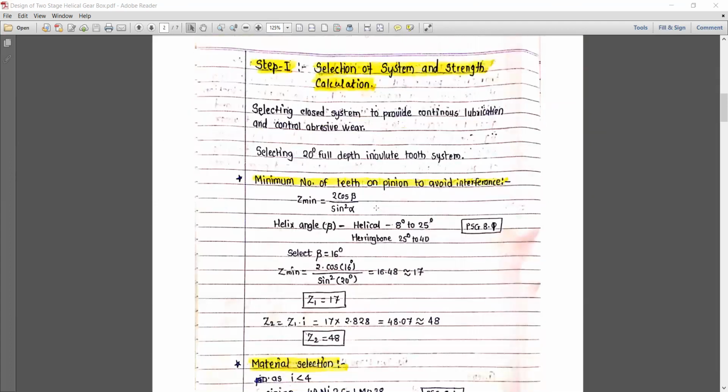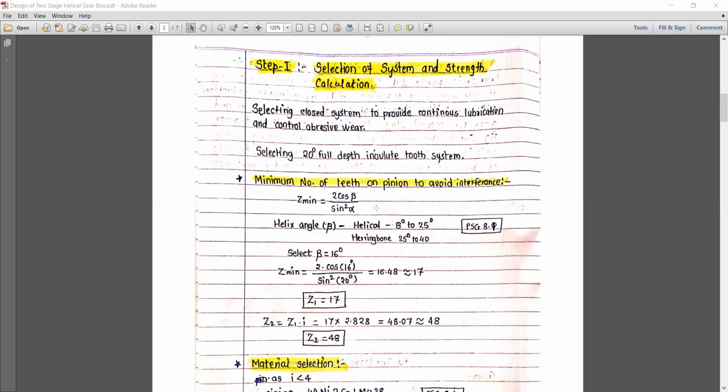Now first select the system and go for strength calculation. Initially, as I have mentioned in the figure, we are selecting the closed system to provide continuous lubrication and to control the abrasive wear. And for that we have also considered the 20-degree full depth involute tooth profile system.